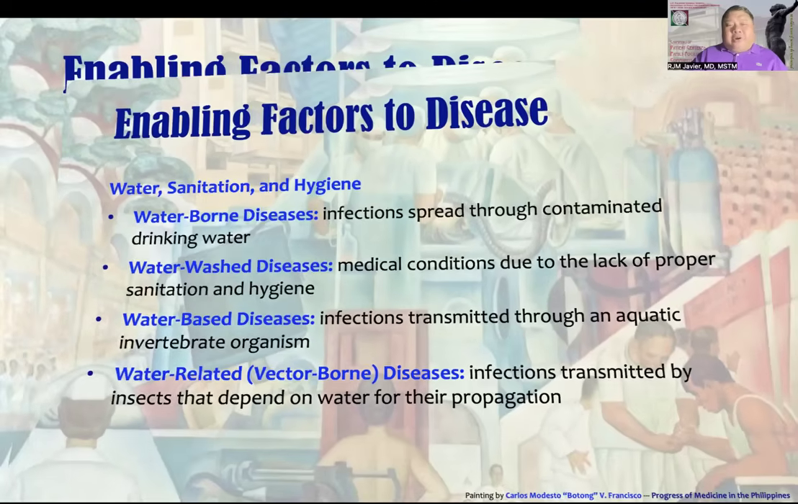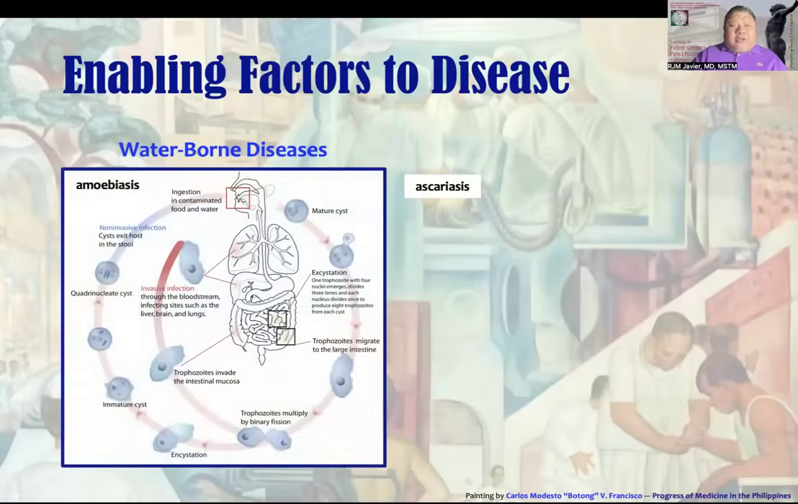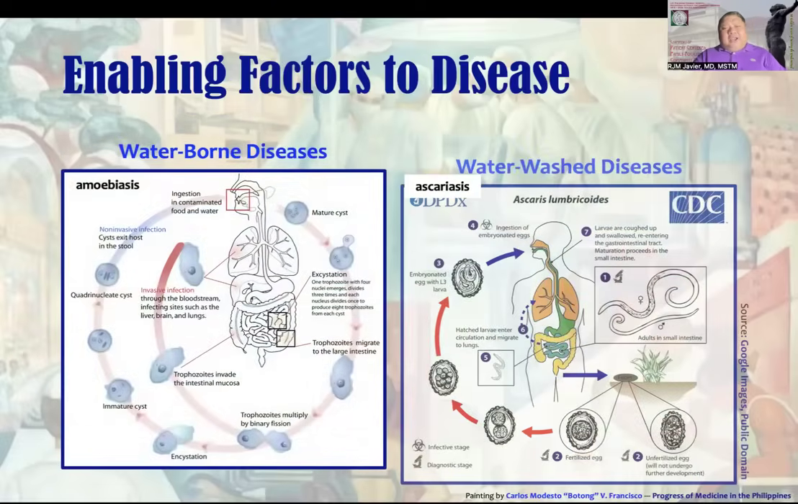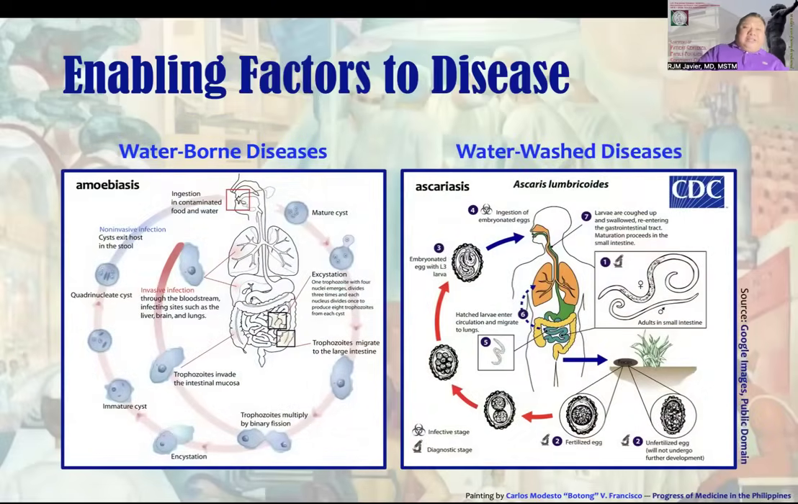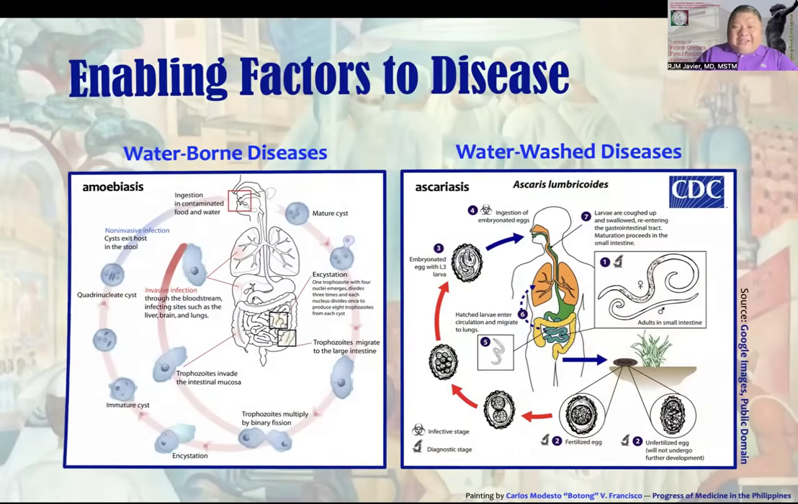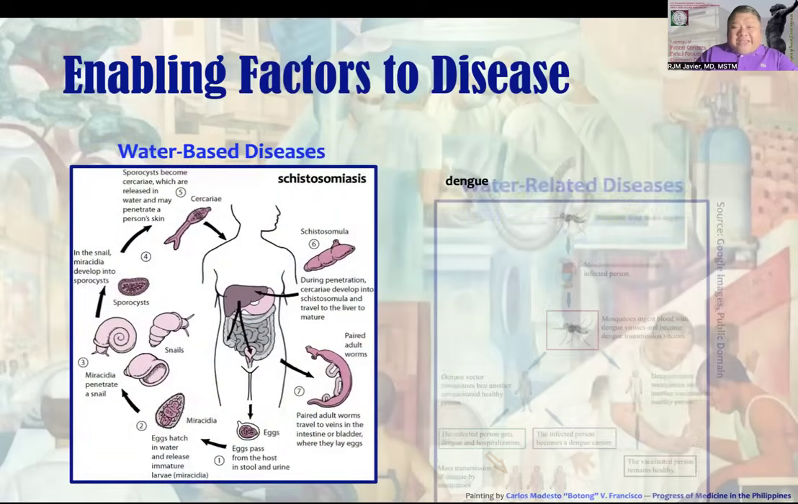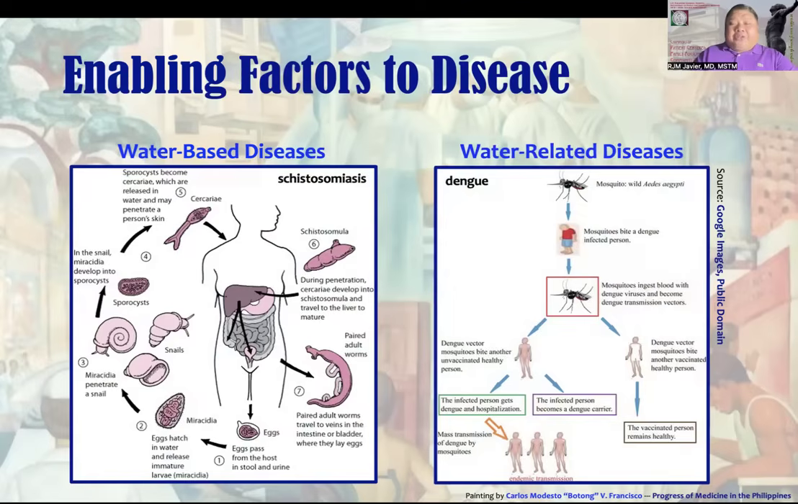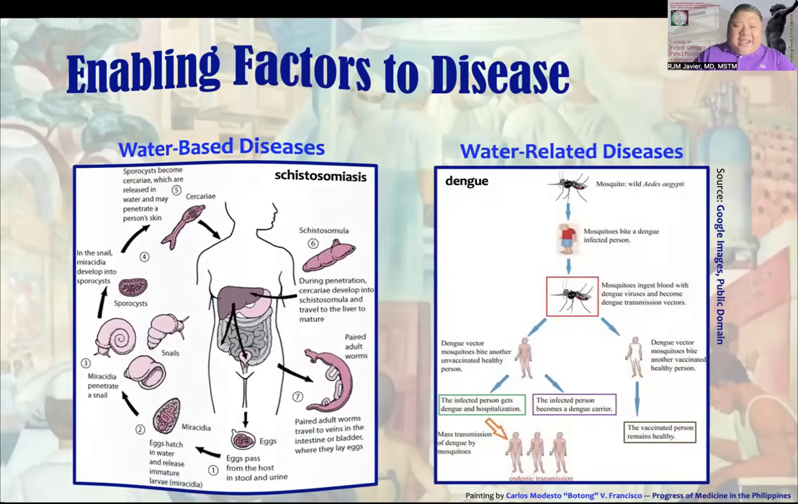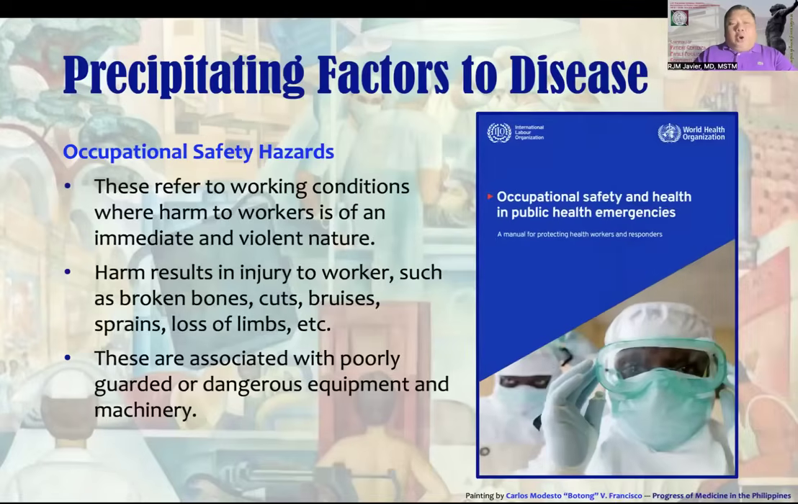So just for a break run through, when we're talking of these conditions, waterborne diseases would include your amoebiasis, water wash would be your ascariasis. Then you have for your water-based your schistosomiasis, and water-related diseases your dengue. Then we go to your occupational safety hazards.